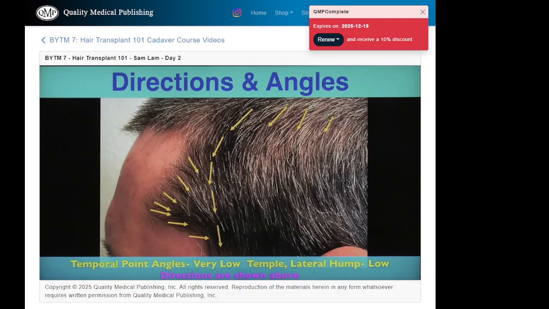If you look at the schematic, this is showing you mainly the temporal point, but it's good to see how everything flows together. You look at the lateral hump coming down, cascading down. The temple goes forward, but then the front of it goes back, and when you're really at the temporal point, it goes straight back. Why does it go straight back? That's the way nature designed it.